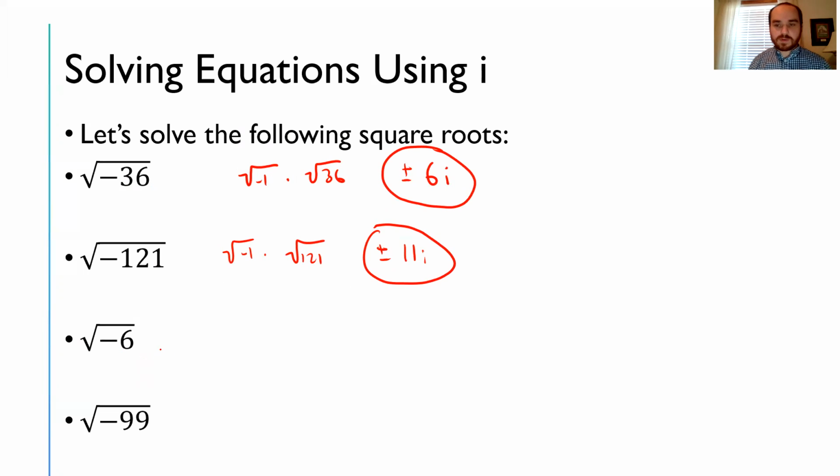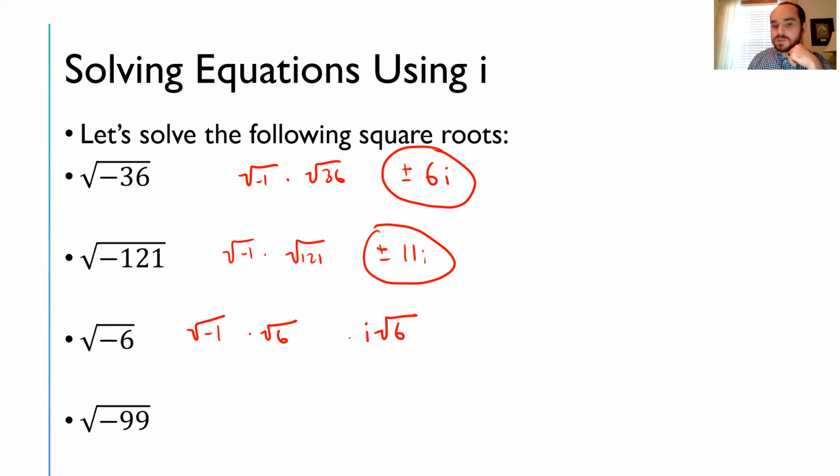Now this time, we have the square root of negative 6. We can't actually simplify this at all. It's just going to be square root of negative 6. But since we can pull out the square root of negative 1 times the square root of 6, the square root of 6 can't be simplified, but the square root of negative 1 can be broken down to i. So what we'll do is i square root 6.